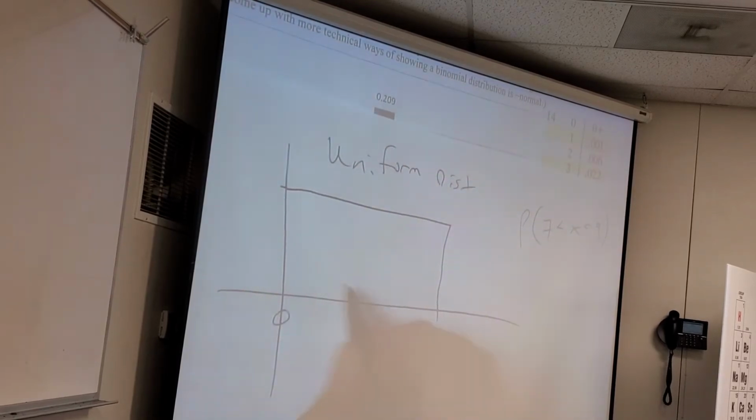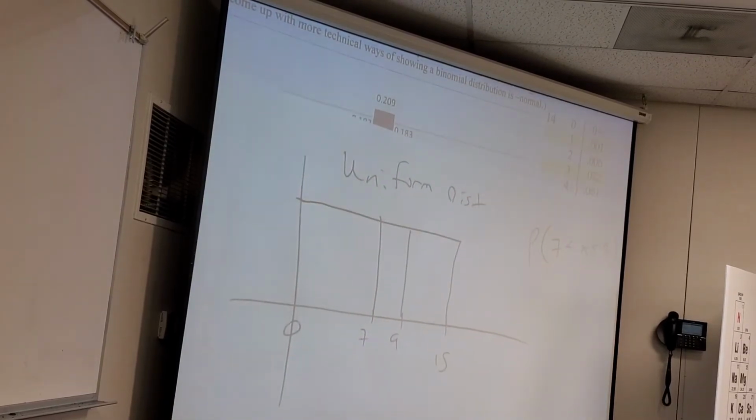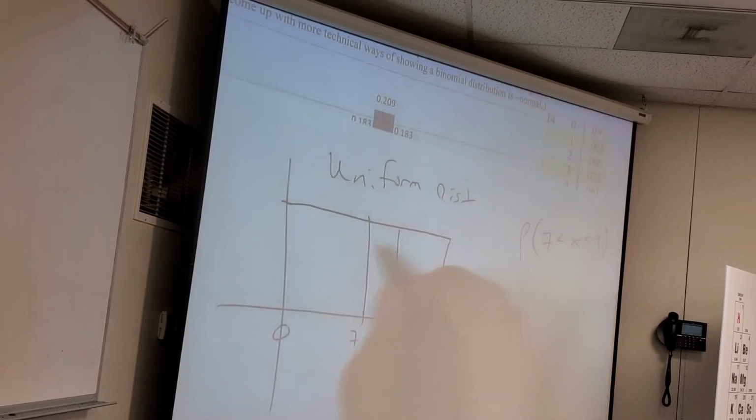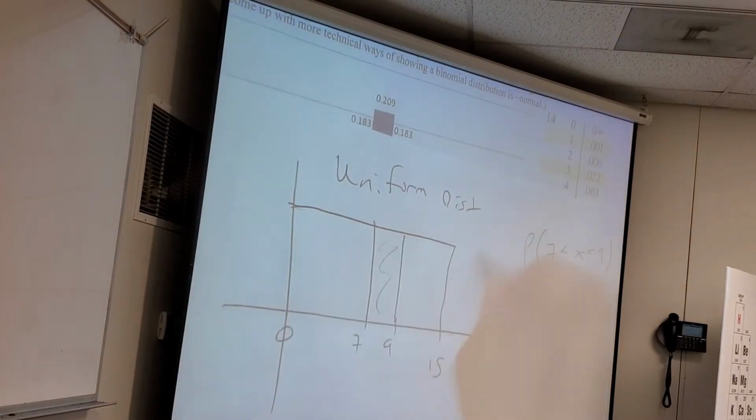Where's 7? Give me a rough. 7's about right there. Where's 9? About right there. Doesn't matter. Do you guys see that? Yeah. The answer would be the area of this, if the area of the whole thing was 1.